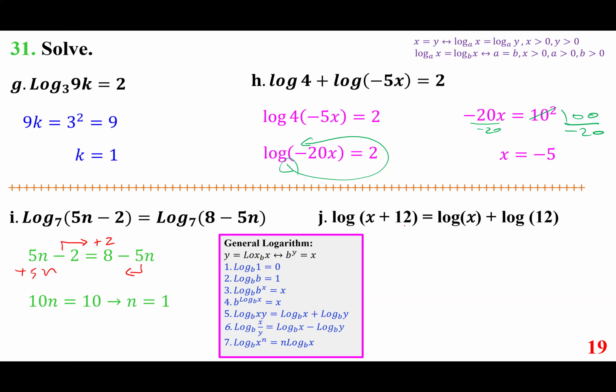What about this one? Part J, when we have a bunch of logs, we make it into a single log on each side. Left side has one log, we are fine with that. But the right side doesn't, and we have to change it accordingly. So we put these two together using the product rule, and we go from right to left to make this log of 12x.